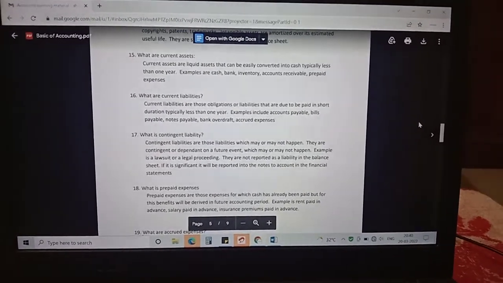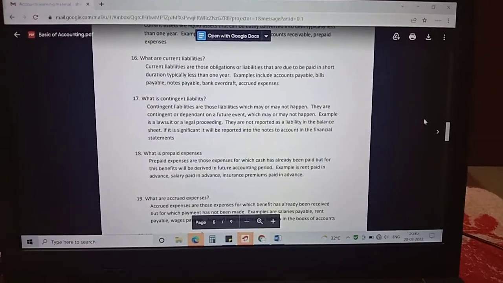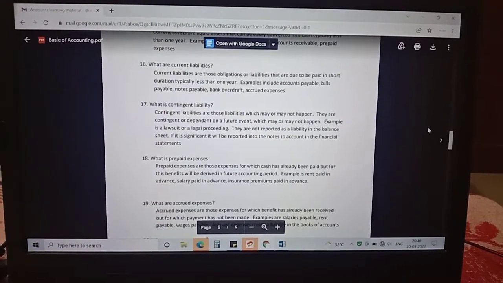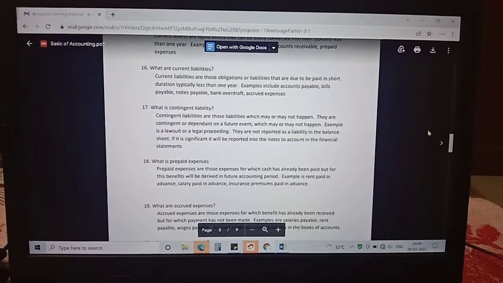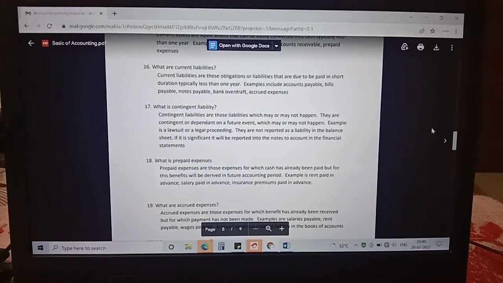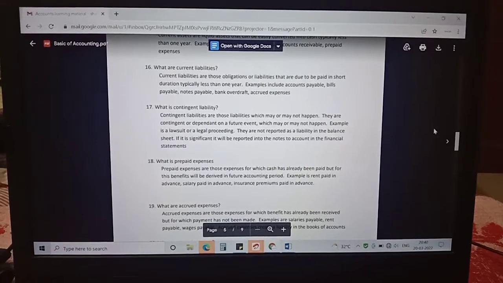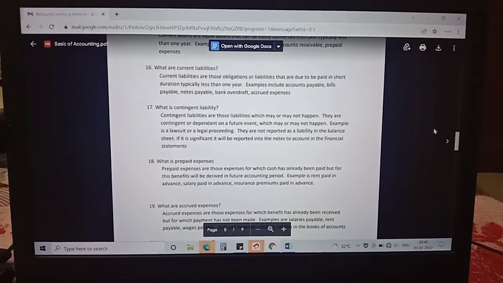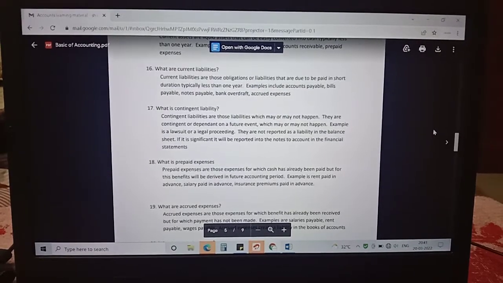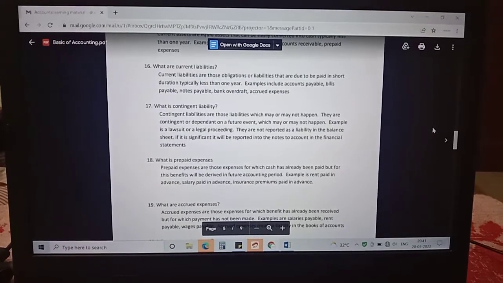And what are current liabilities? These are the obligations or liabilities that are due to be paid in a short duration, typically less than 1 year. Current liability examples are accounts payable, bills payable, notes payable, bank overdraft, accrued expenses.